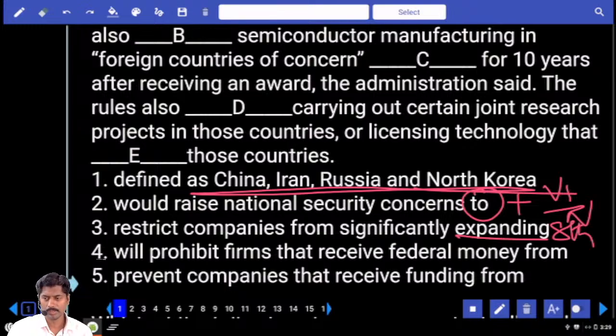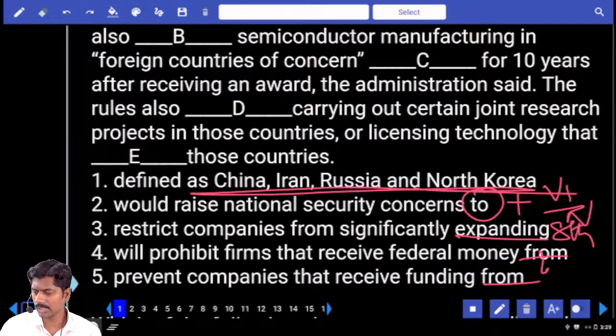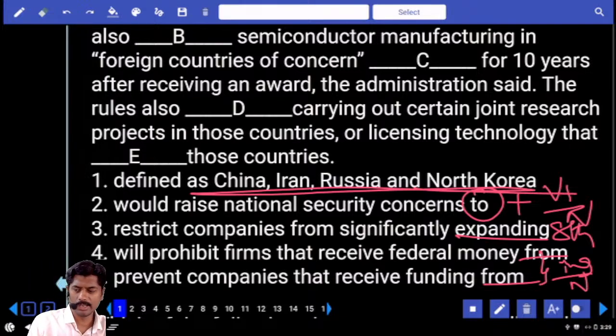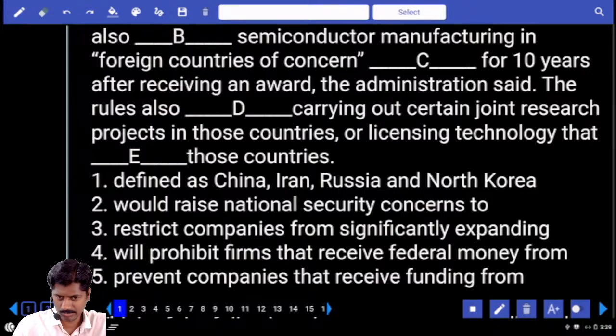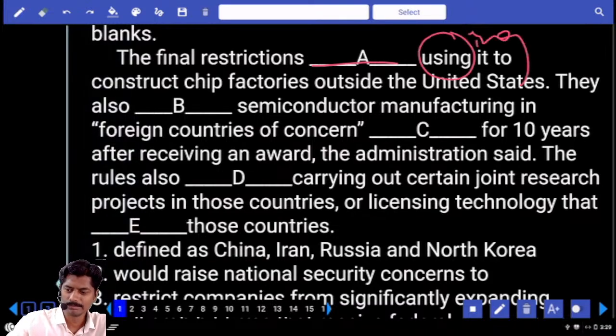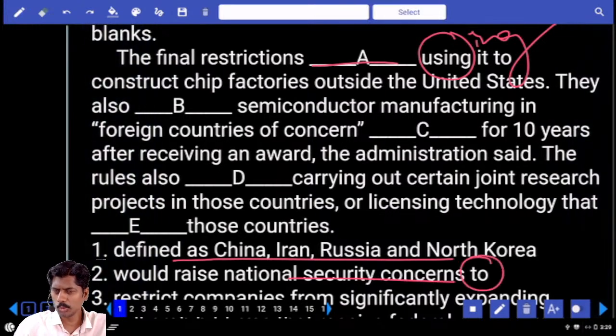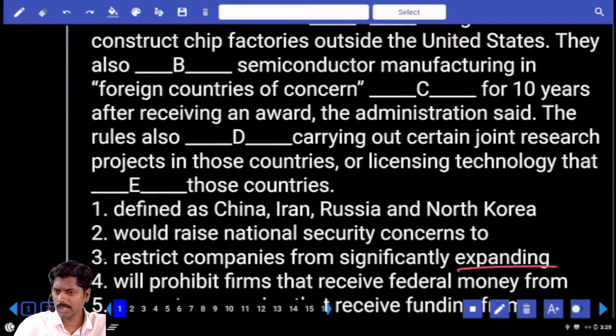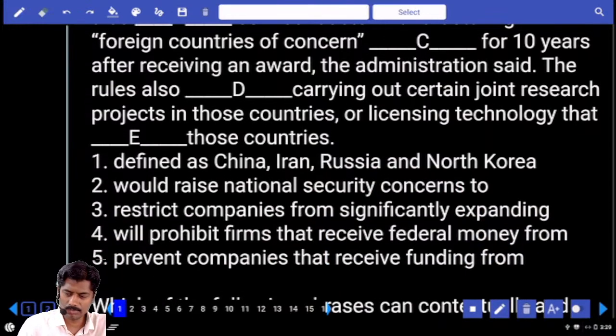Expanding something. From the preposition, either an -ing form or a noun is needed. Now let's look at the context. The final restrictions are dash using -ing. Can I take the first one, the second one? Number 2, using is wrong. China, Iran, Russia, North Korea, using is wrong. Expanding, using is wrong. The answer is either 4 or 5.